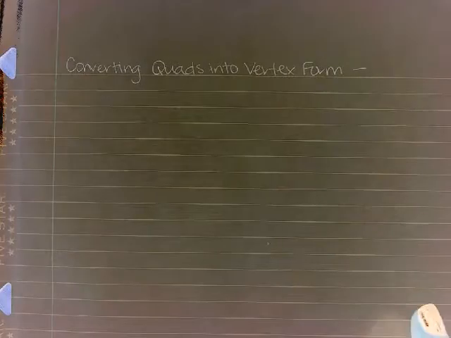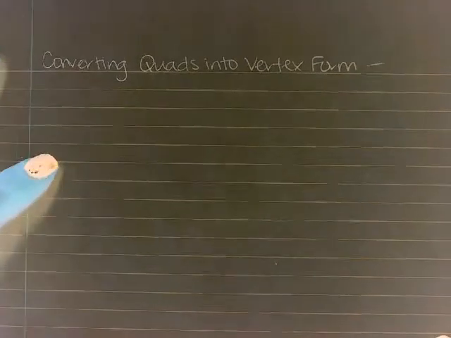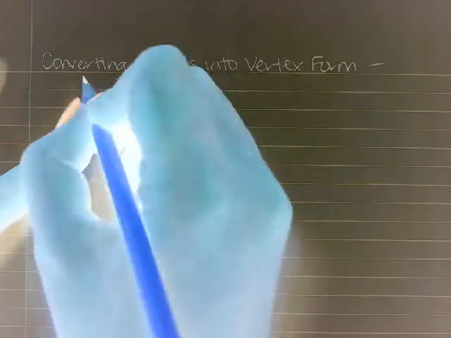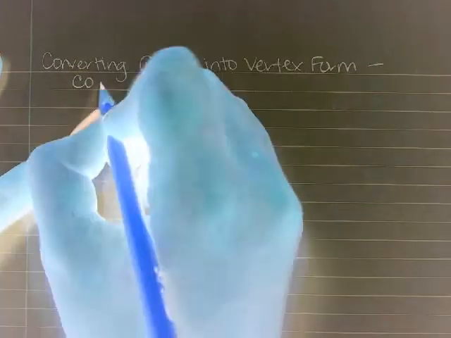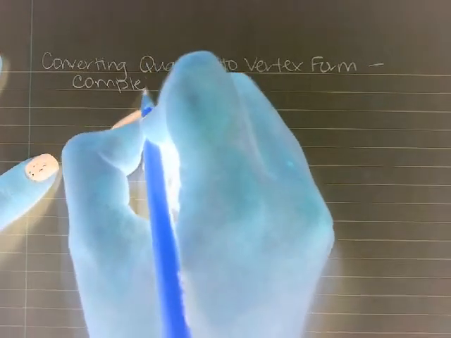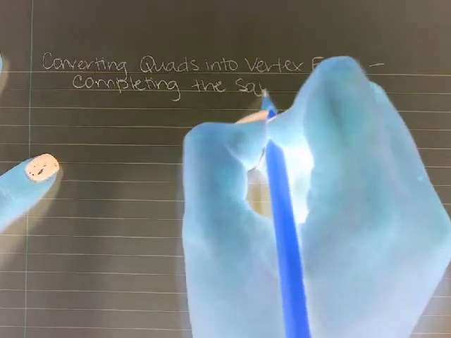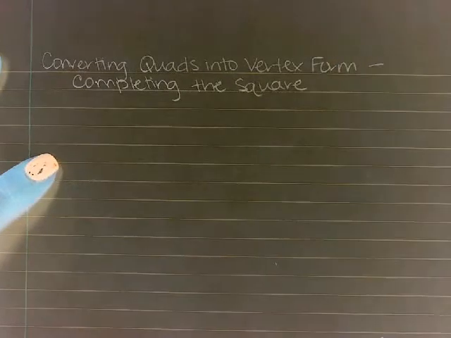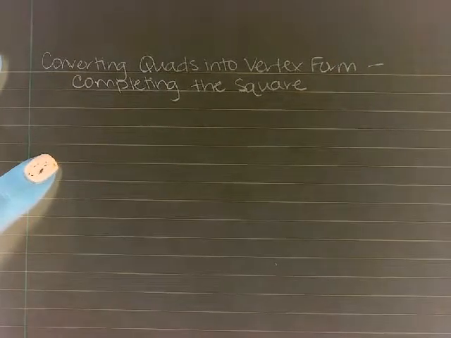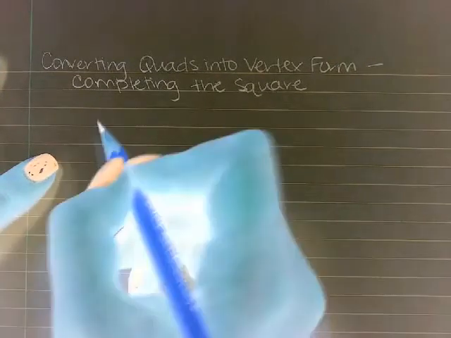We shall see. All right, so converting quadratics into vertex form, the method for this is by completing the square. That's what we call it. Is it easier to read? Yeah? Okay. All right, completing the square.